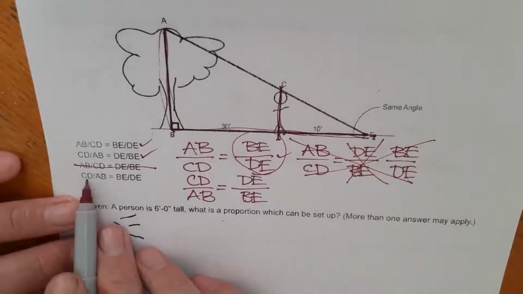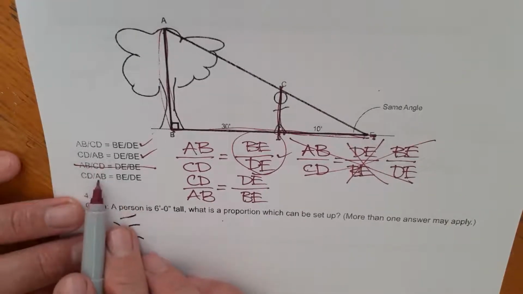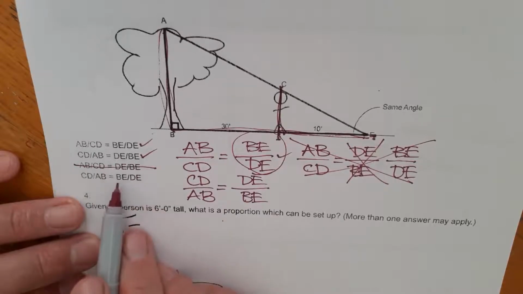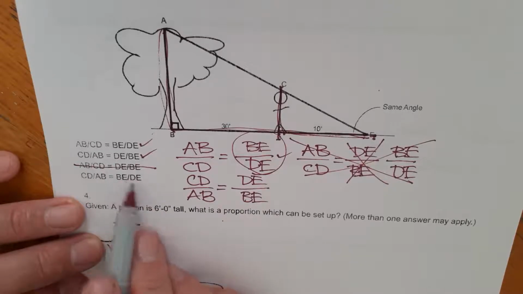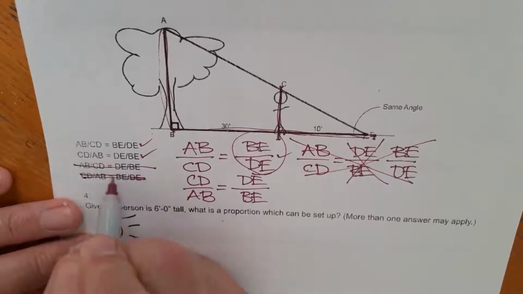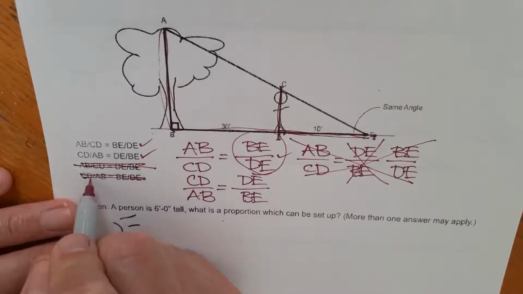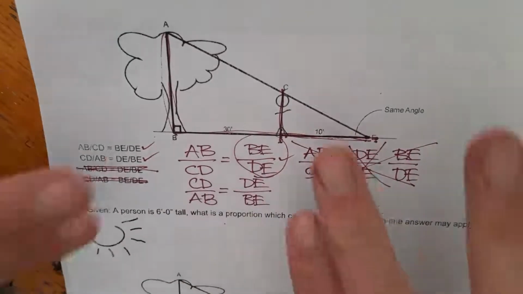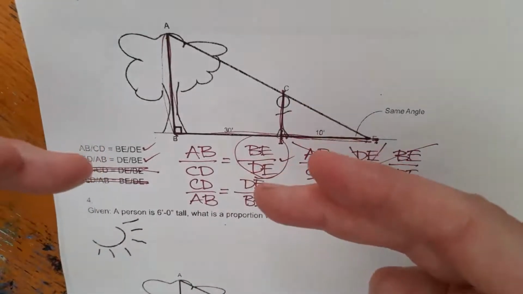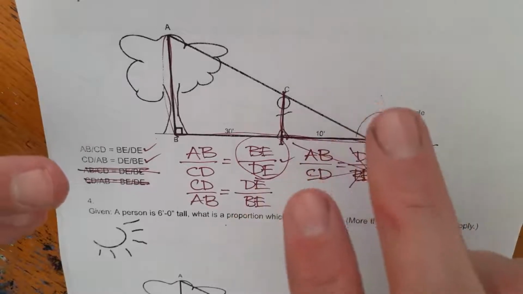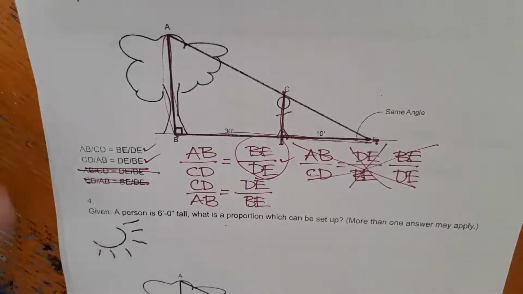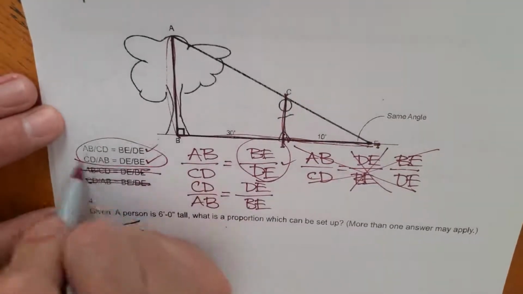Okay, and something tells me if I just look right here, CD over AB, I should have DE over BE, not BE over DE. This is wrong. It can't be upside down like that. You can't flip one and not flip the other in a proportion. Once you set it up like this, we can take both and flip it. But if you take one and flip it and not the other, that doesn't work. All right, so it's out. All right, so it's two answers in this case, these two.